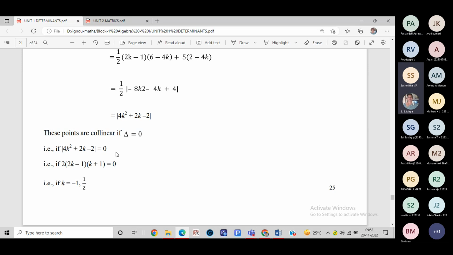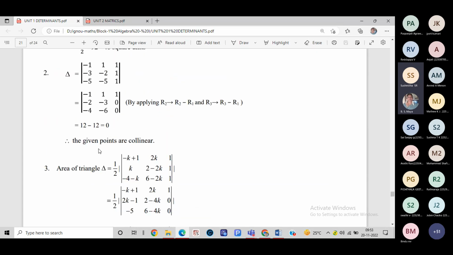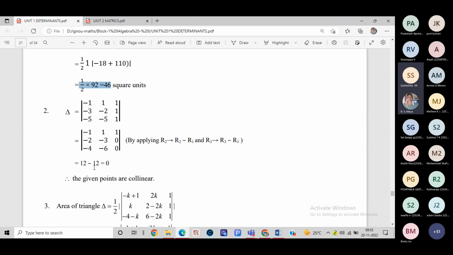Our intention should be to find out k. In the previous problem, we only had to find the area of triangle, and you get only one answer. If you do the same method, I got the final answer 46. Or if the points are collinear, the delta should be equal to 0. These are the two types we did.